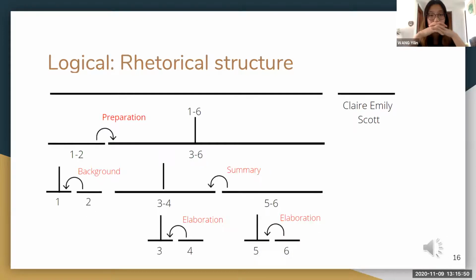Sentence 1 and Sentence 2 tell the reader what to expect from the paper. Sentence 2 elaborates on Sentence 1 for the resources used in the paper. Sentence 3 to 6 mentions the key point in the paper.